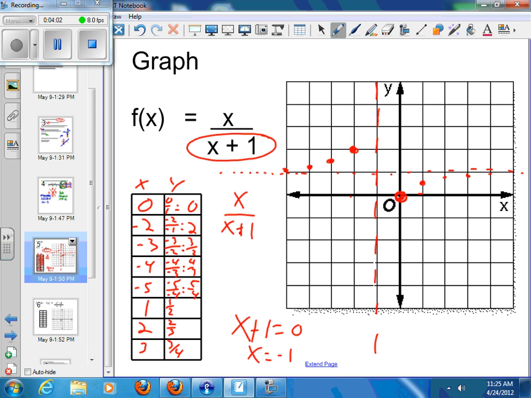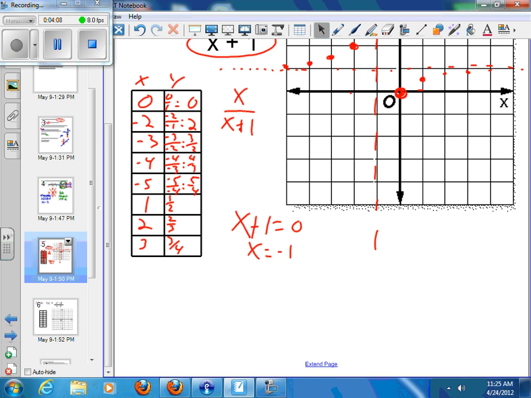And then you could look at negative 1/2 if you wanted to keep going with this and see what happens at negative 1/2. That would be negative 1/2 over negative 1/2 plus 1. That would be negative 1/2 over 1/2, which would be equal to a negative 1. And you see I am going down there.